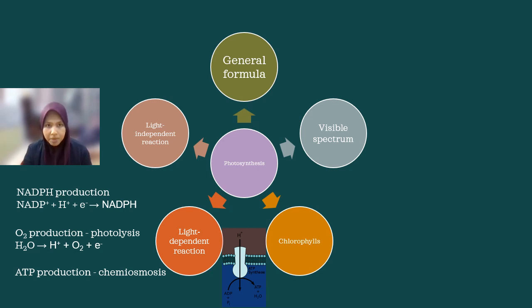The light-dependent reactions happen in the thylakoid membrane of the chloroplast, and occur in the presence of sunlight. And this reaction involves these three productions, which are the NADPH production, the O2 production through photolysis, and also the ATP production through the mechanism known as chemiosmosis.